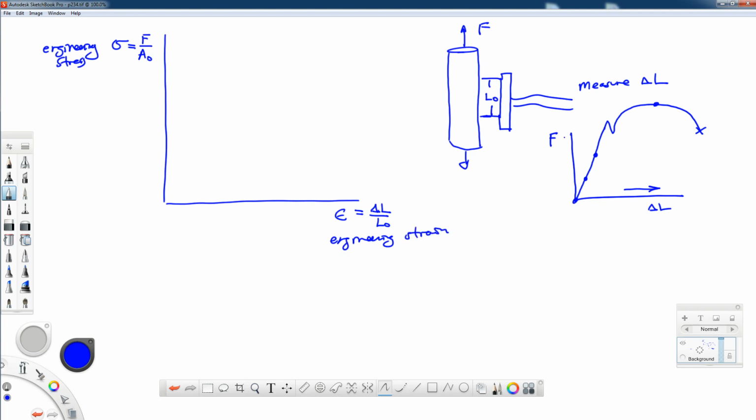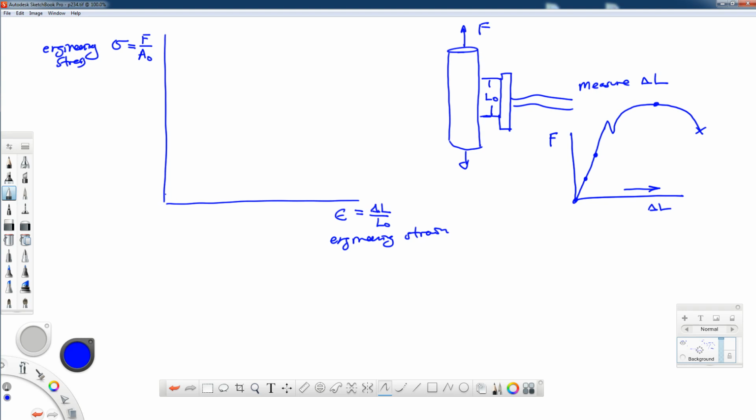Since we're taking this force and dividing it by a constant, we effectively get a different scaling on our force response, and likewise with the strain response. So these look like very similar shapes.